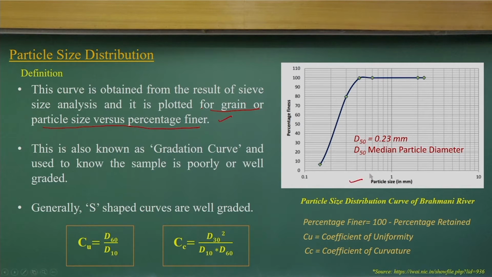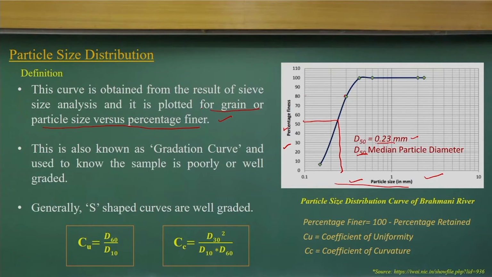If you look at this x-axis and y-axis, this is the particle size, which is on a logarithmic scale in millimeters. You have the percentage of fineness, that is, what percentage passes through. That means if I talk about D50 equal to 0.23 millimeters, that indicates that 50% of the bed material particles will pass through a 0.23 mm size of the sieve.